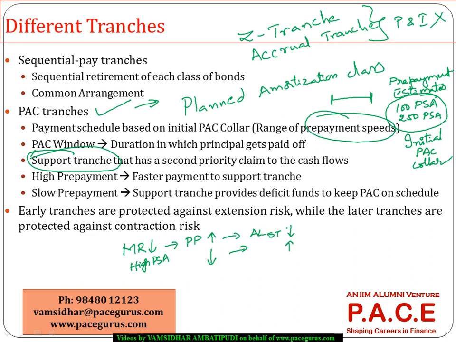And when we are looking at pack tranches, the overall prepayment risk will be much lower for the pack tranches, but much higher for the support. Both the contraction as well as extension risks will be much lower for pack tranches, but they would be much higher for the support tranches. So that is how we can understand the pack as well as the support tranches, or we can even think of the sequential pay tranches from that particular dimension.